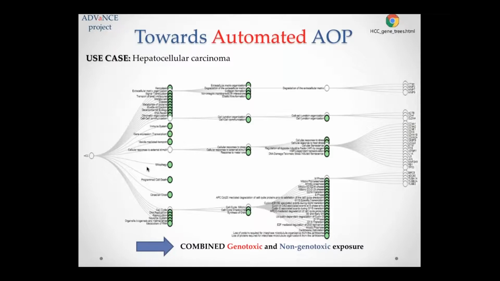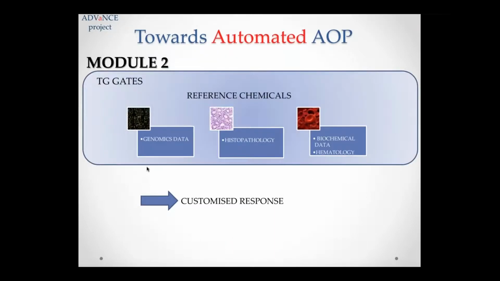they are involved. But this is a result of combined genotoxic and non-genotoxic exposure, and in order to refine and see which of those genes and pathways are more non-genotoxic specific, we added a second module in the system and extract this based on the information coming from TGGate. We selected a set of reference compounds and used genomics data, histopathological data, and actually the third module is still under development. And we try to extract more customized response.